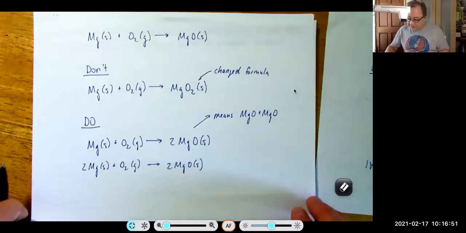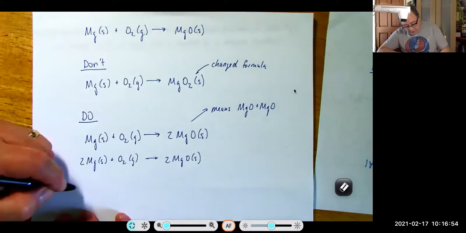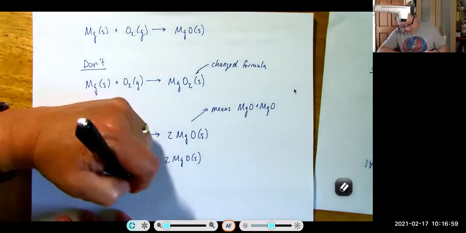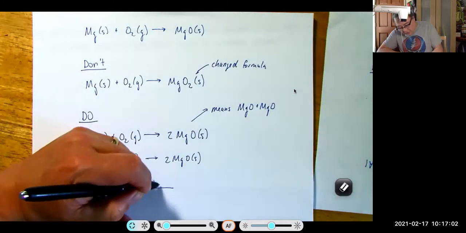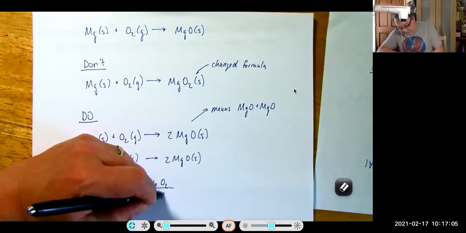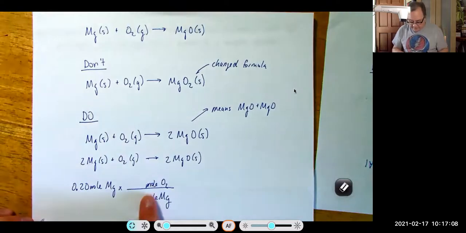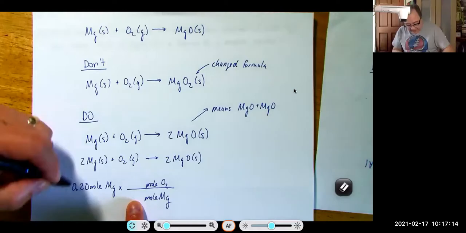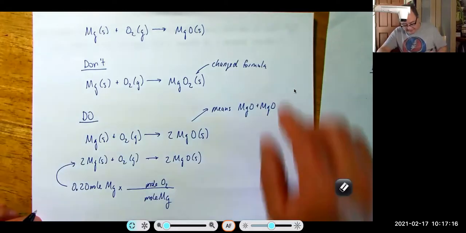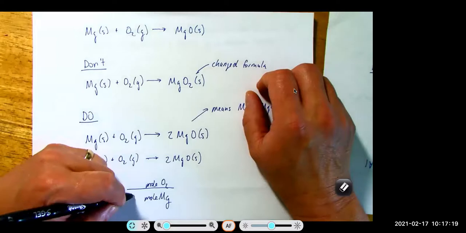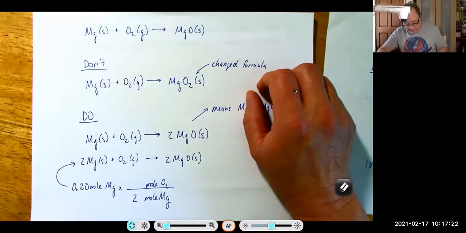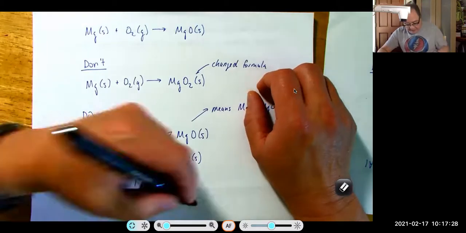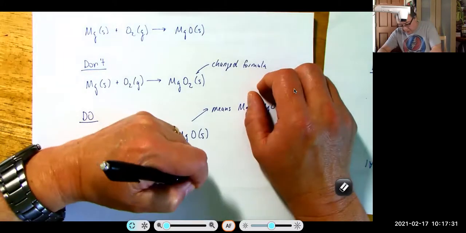And remember, the question was how many moles of O2? So we have 0.20 moles of magnesium times moles of O2 over moles of magnesium. So where do we get these numbers from? From the balanced equation? Right, and that is this right here. So what are we going to put with magnesium? 2 moles magnesium. Okay, and oxygen? 1 mole. 1. The default coefficient is 1. So we can see we don't even need a calculator for this. We have 0.10 mole of O2.